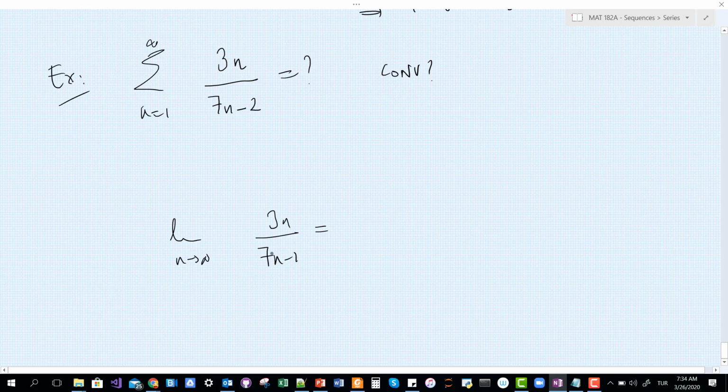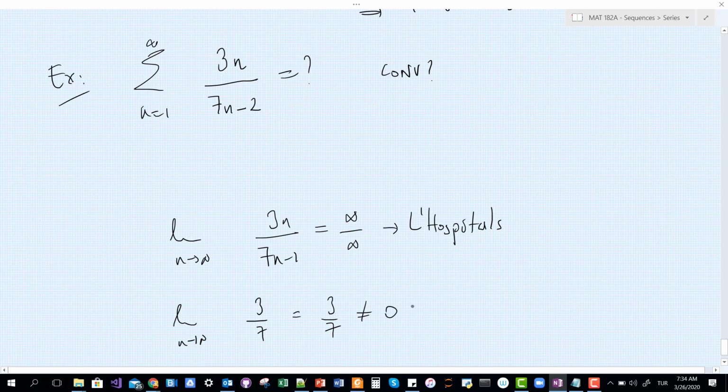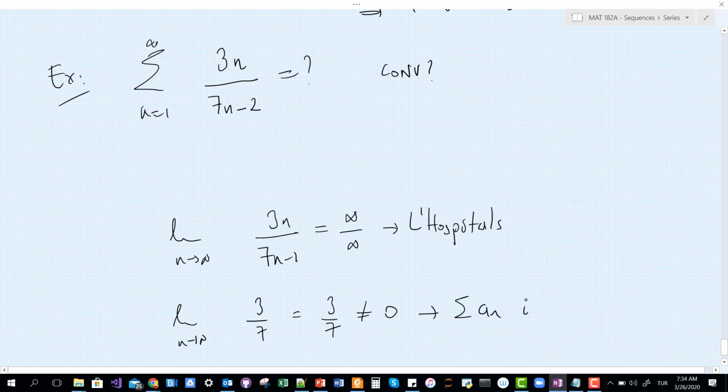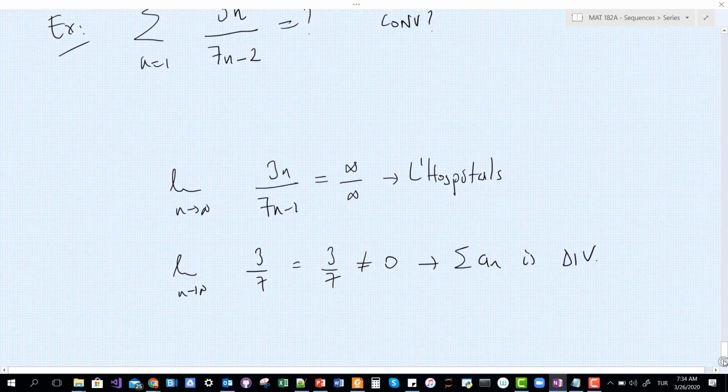We learned a lot of tools, right? To be able to take the limit of this one, you can use the L'Hospital rule, since, look at that, this is the infinity over infinity, an indeterminate case. That's why you can use the L'Hospital rule. So, take the derivative, which is 3 over 7. The limit of a constant is equal to that constant, which is different than 0. That is why my series is divergent, right?